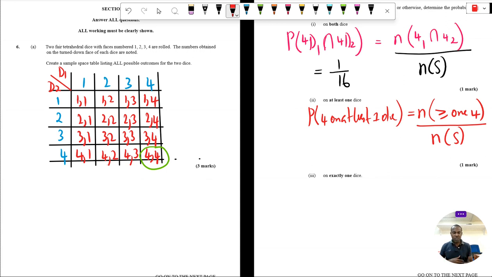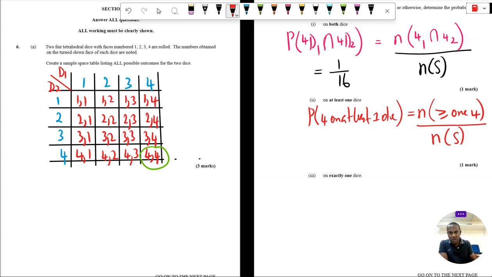So I'll repeat. The probability of getting a 4 on at least 1 die is equal to the number of outcomes where we have a 4 on at least 1 die divided by the number of possible outcomes. And by the number of 4s on at least 1 die, that means the number of 4s on 1 die or the number of 4s on both dice. So 1 die, both dice.